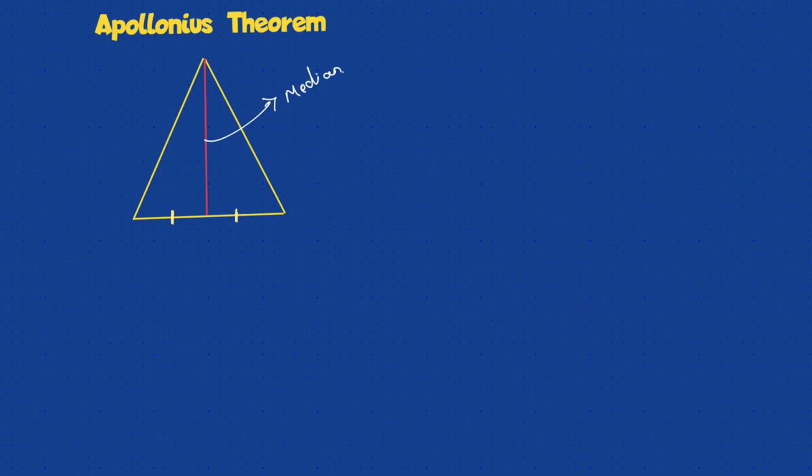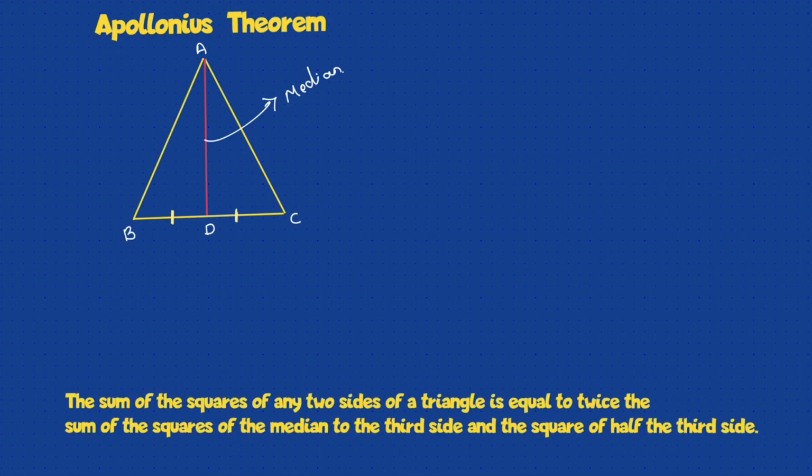And the last one we'll see is the Apollonius principle, also called the Apollonius theorem. When will you remember this? When there is a median. Okay, what is a median? A median divides the opposite side into two equal parts. It bisects the opposite side, right? So if there is a median in triangle ABC, then what can we say? The sum of squares of any two sides of a triangle, okay, so two sides I'll take AB and AC, is equal to twice the sum of squares of the median.